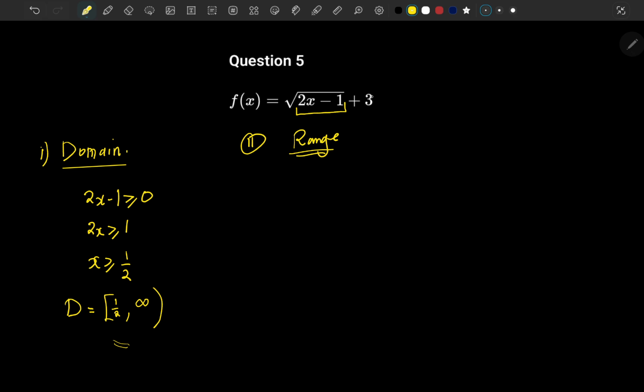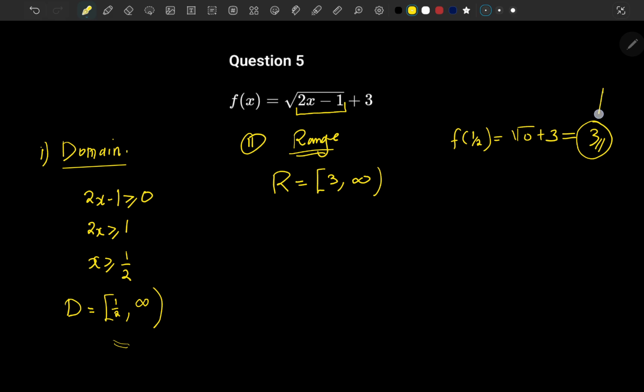Are we there? So if I put half here, I'll get root of 0 plus 3, which just gives me 3. Meaning the smallest number I can get from this is 3. Meaning my range starts from 3. My range starts from 3 and above 3. This is what it means.